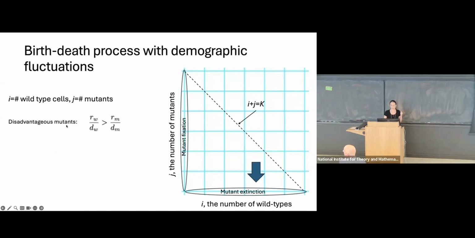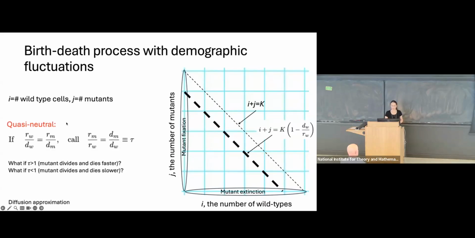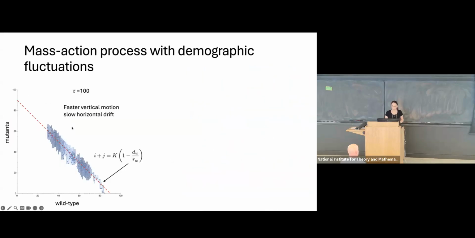If the mutants are disadvantageous, you're more likely to go here and they go extinct. Advantageous mutants shift here. And we want to know what happens to quasi-neutral ones. Right? So if you run simulations, this is again the same space. Each point corresponds to a certain number of wild types and mutants. And let's suppose that tau, the acceleration factor, is 100. So mutants divide and die 100 times faster. So the motion in the vertical direction goes really fast, and the motion in the horizontal direction is slow.